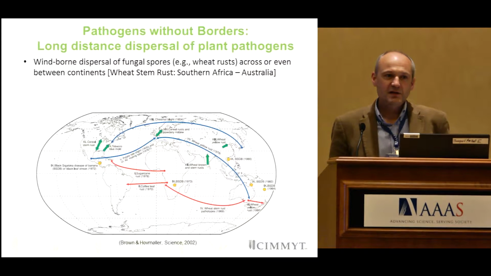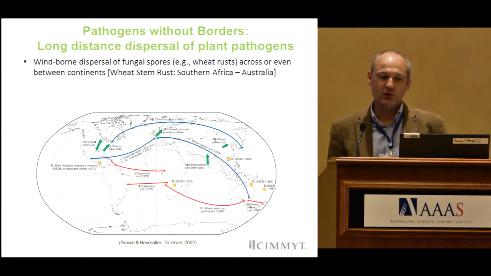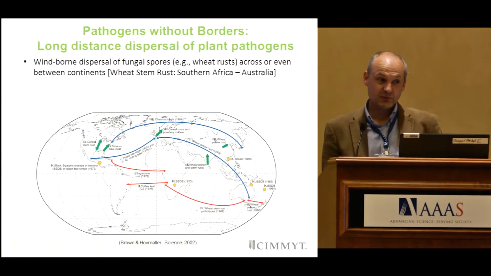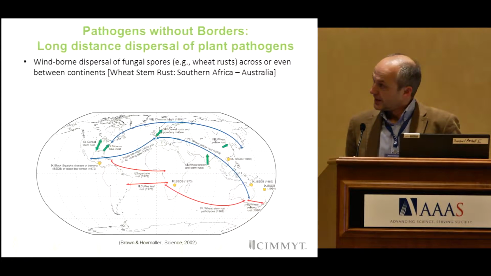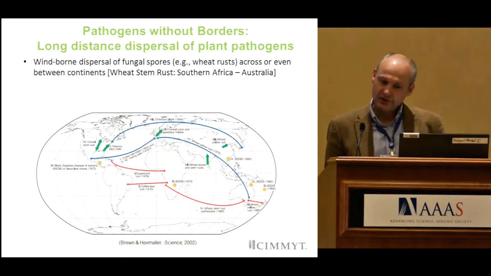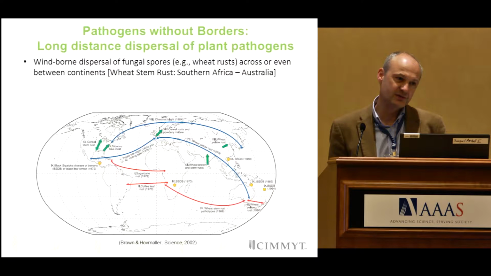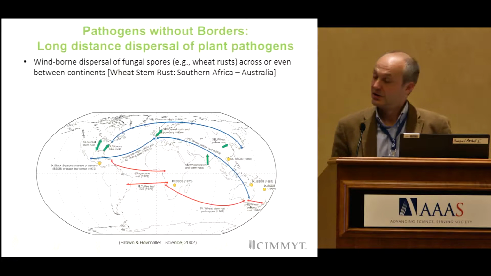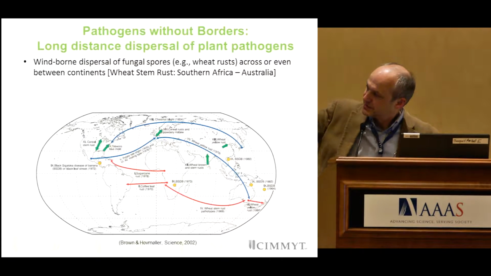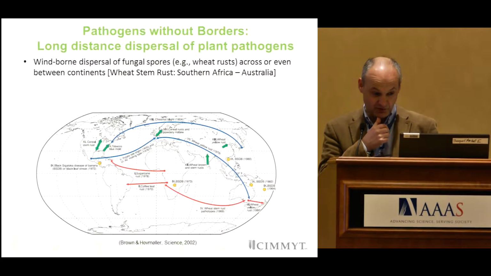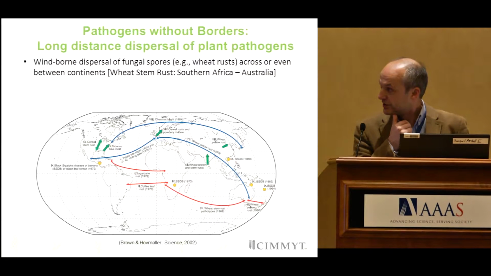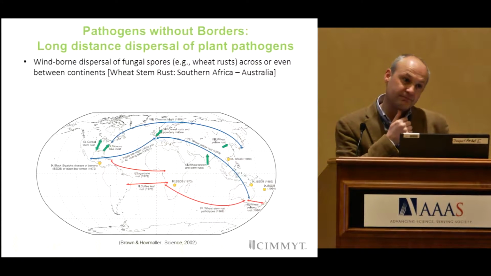So the way that these pathogens can move around the globe, there's a couple of really important ones. Wind dispersal is a key one, and certainly for the wheat rusts, it's possible that these pathogens can move across continents, but they can also move between continents. So the red arrows on this figure, from a paper that James Brown and Mogens Hovmøller put out back in 2002, are wind-borne movements.